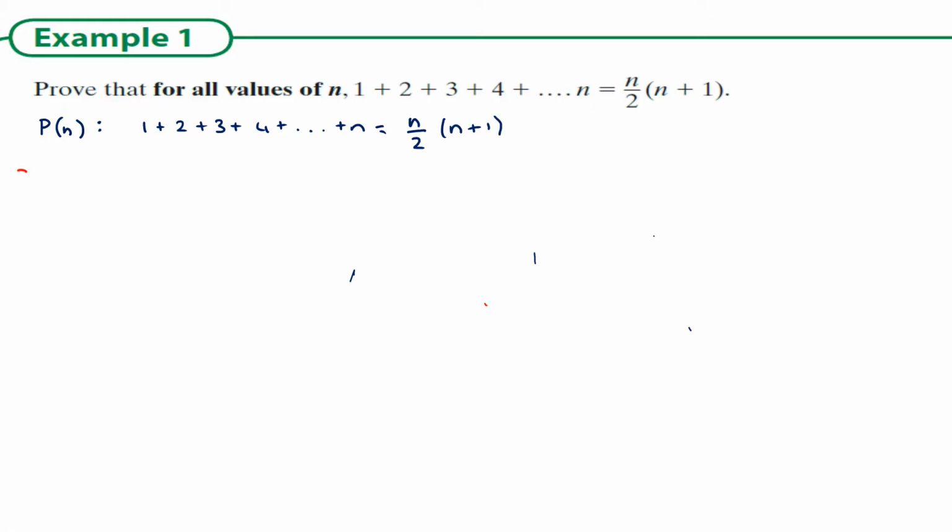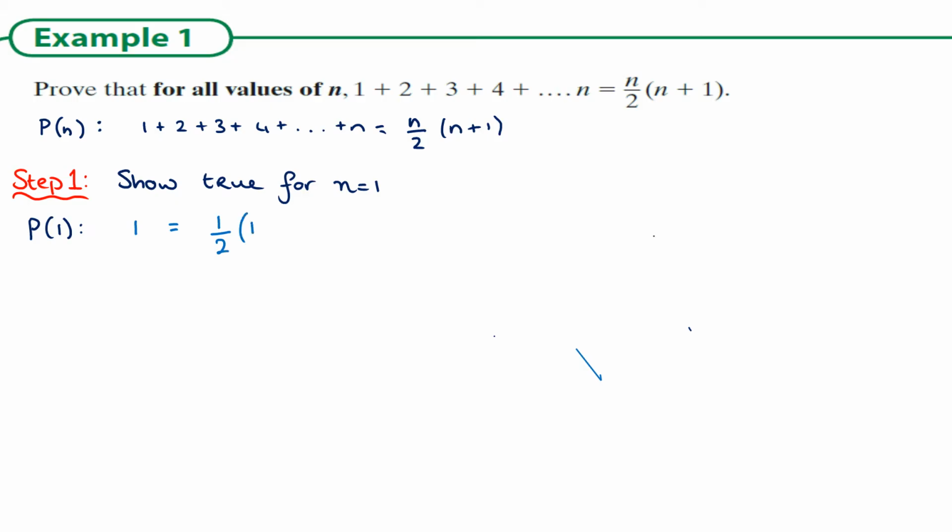Then we start with step 1. We're going to show, and we use the word show because it's not really a proof here, show true for n equals 1. We're literally going to take what we have above and sub in n equals 1. So this is P1. And we have 1 is equal to 1 over 2 times 1 plus 1; 1 equals 1. So that is true. Then step 2.